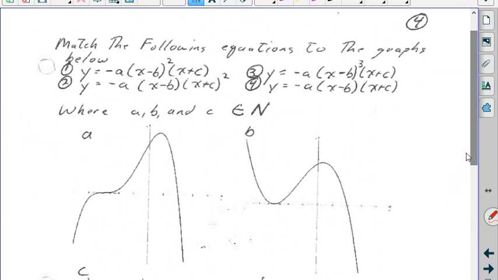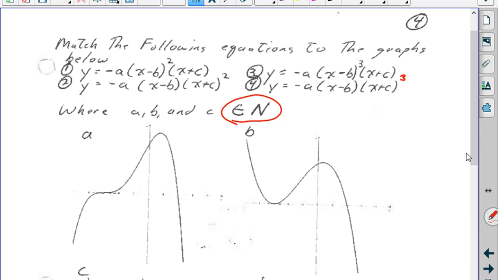So now we're going to do some matching here. Now they all have negative leading coefficients. That doesn't help us too much. And I do believe there's a cube missing there. So if you want to put that cube in above (x plus c) on number 4. Now, a couple things. A, B, and C are natural numbers.